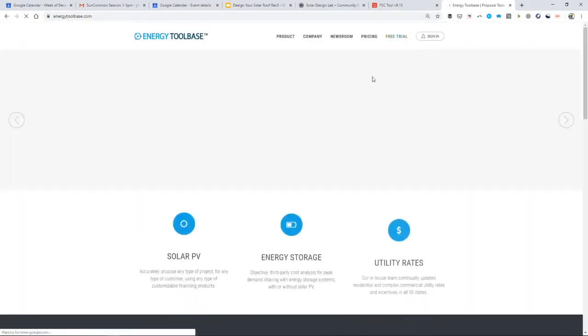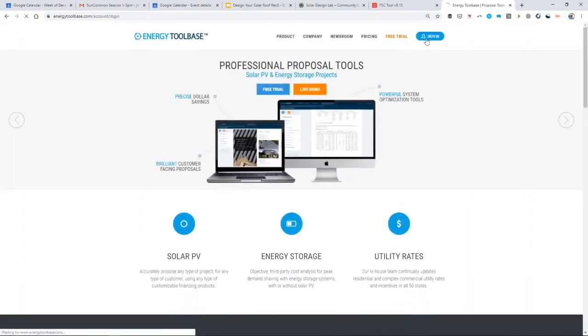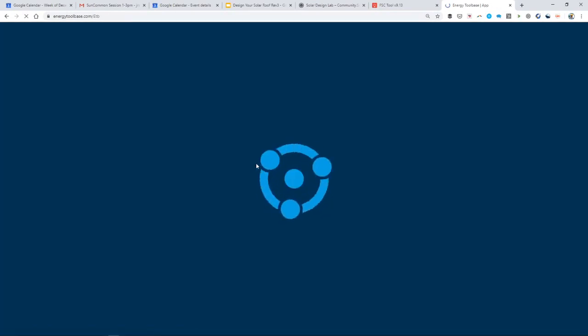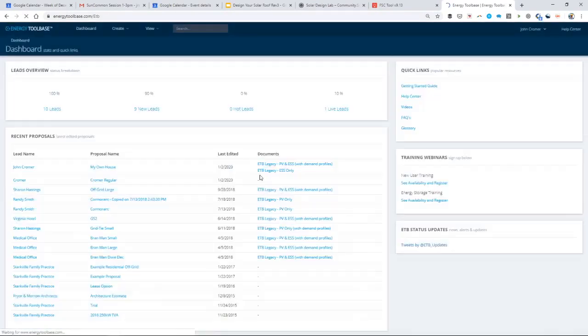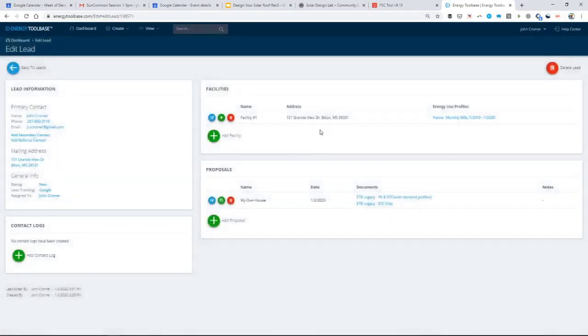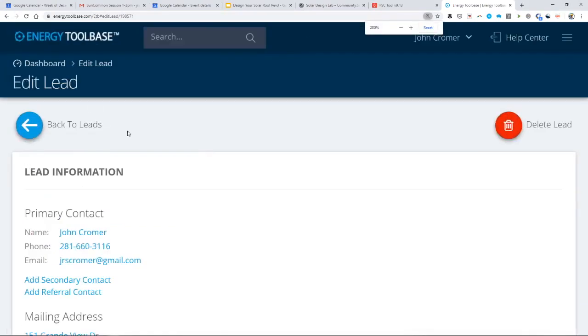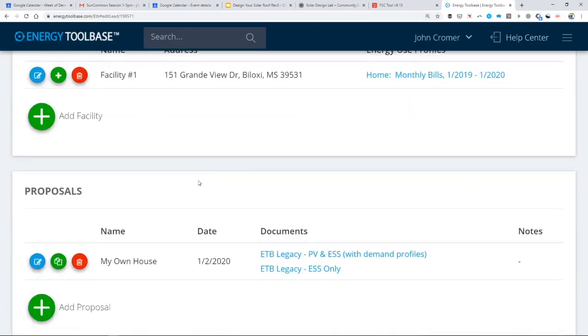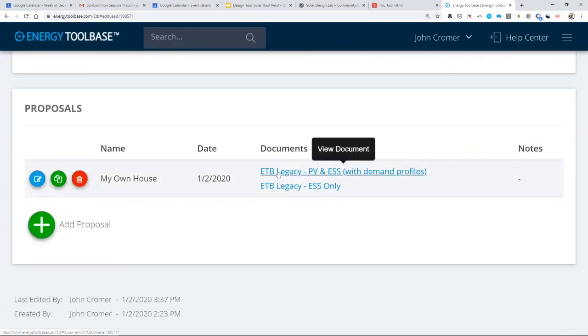Let me log into EnergyToolBase, since I did get it set up for this class. And so here we are in EnergyToolBase. Some of this stuff should look familiar. So here we have a proposal.